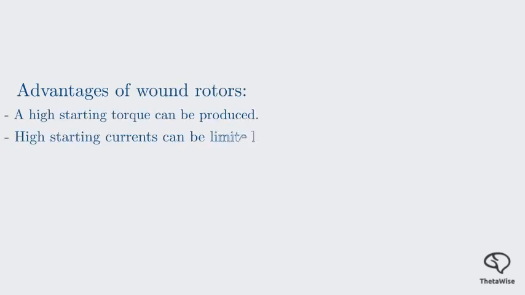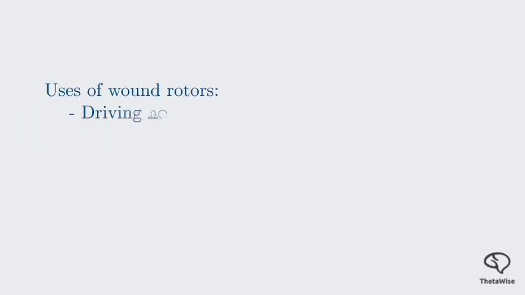This gives us several advantages. With a wound rotor, we can produce a high starting torque, limit high starting currents, and even control the speed of the motor by simply adjusting the external resistance. As the motor develops speed, the resistance is gradually reduced. At full speed, the slip rings can even be short-circuited, making the wound rotor behave much like a squirrel cage rotor. These advantages make wound rotors ideal for heavy-duty applications where high starting torque and speed control are critical, such as driving hoists, cranes, and elevators.